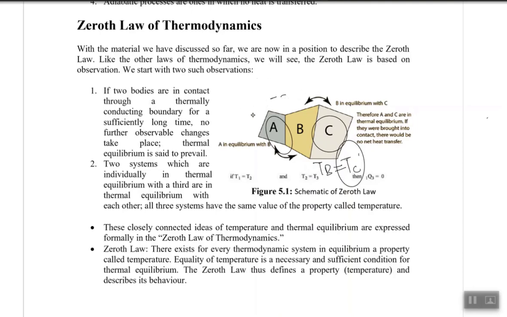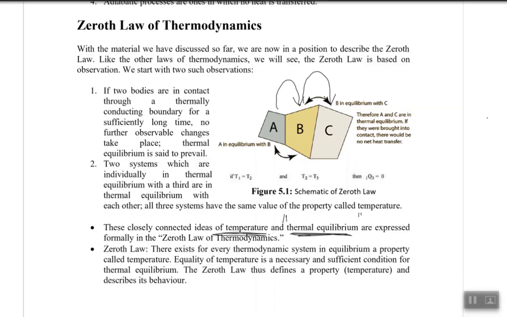So in other words, a property, we did define two things in it. These closely connected ideas define two different things. One thing or one observation, we call it the thermal equilibrium. So that means body A is in thermal equilibrium with body B and body B is in thermal equilibrium with body C. So the observation was the thermal equilibrium, which led to the equality of the property. That property is called the temperature.